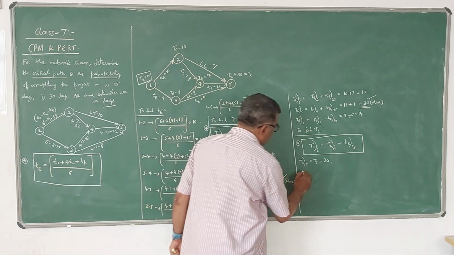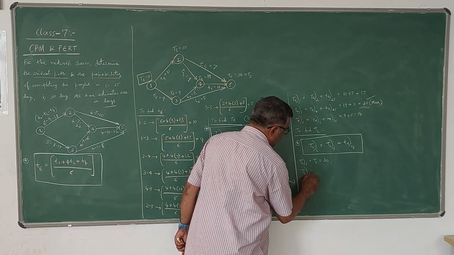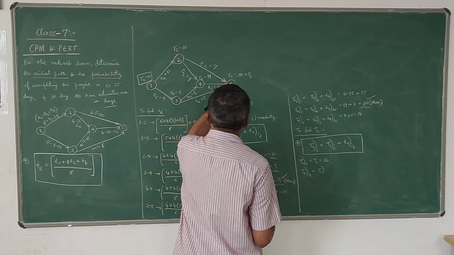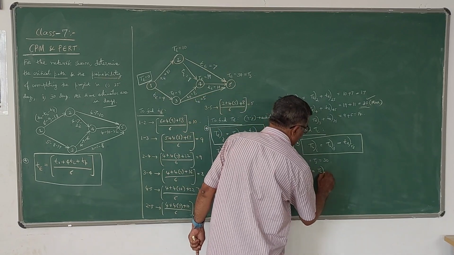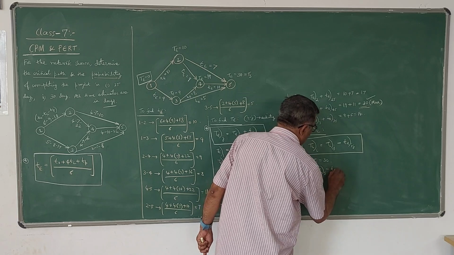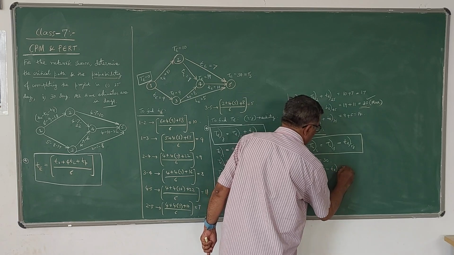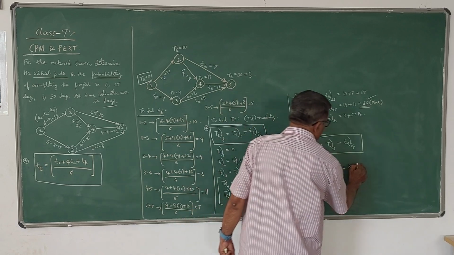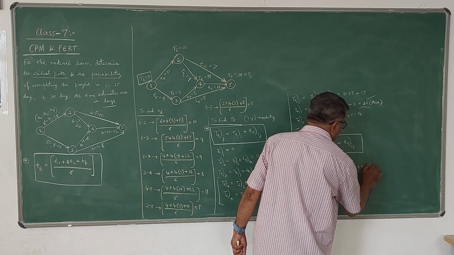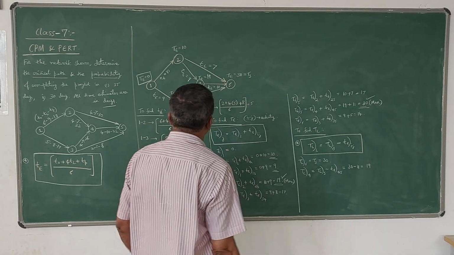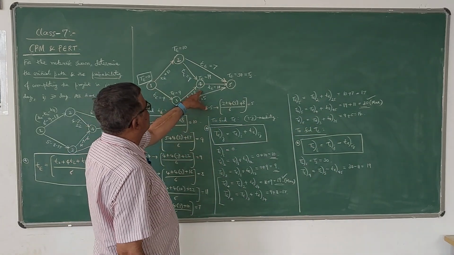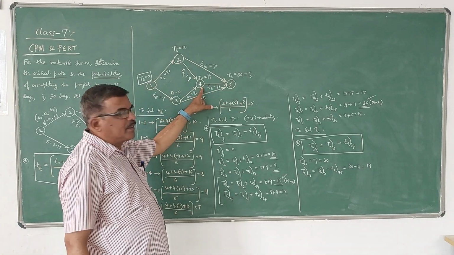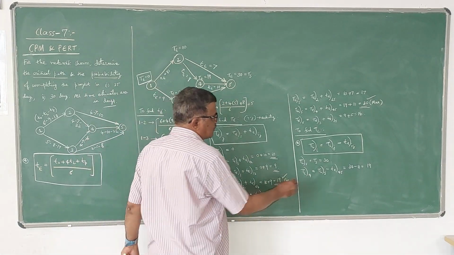Now I have to move backwards. TL4 I need. If I want TL4, 4 is connected to 5 only. So TL5 minus TE of 45. So which is 30 minus TE of 45 is 11. So which is 19. This is one value. So only one value is correct because only one arrow is preceding this. Next, so this is 19.